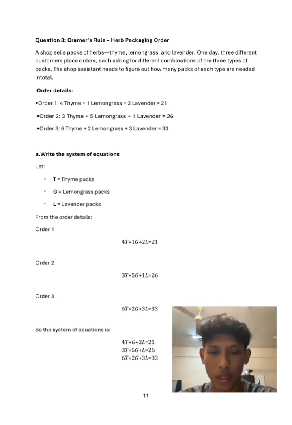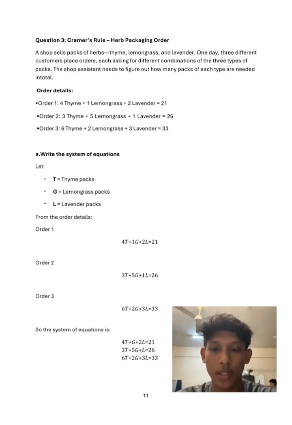For the second order, the customer ordered 3 packs of thyme, 5 packs of lemongrass, and 1 pack of lavender, with a total of 26 packs. For the third order, the customer ordered 6 packs of thyme, 2 packs of lemongrass, and 3 packs of lavender, with a total of 33 packs.